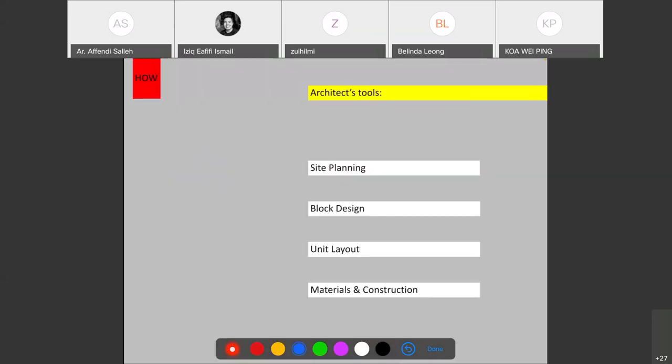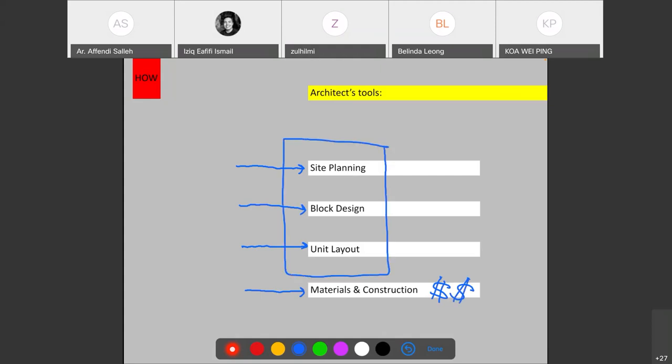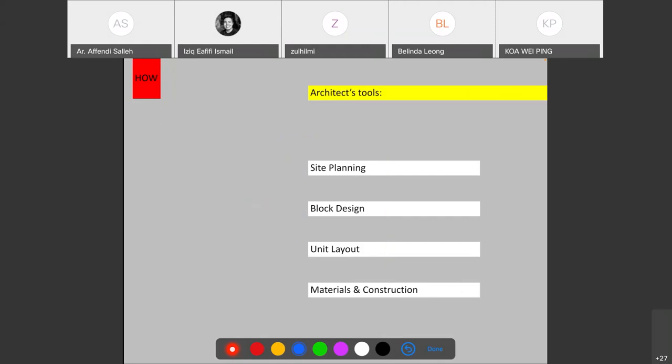Okay. So the tools for me designing it, I always break down into four parts. We always want to design a good site planning. Okay. This will be designed in tandem with a good block design, I call it. Going down further, it must be accompanied with a good unit layout. And then to control the cost and everything, choose the right material and construction method. And work hand in hand with other engineers and QS consultants to ensure at this stage that the cost can fit whatever we have in mind here. This I call my design tools, yeah. And how do I do it?